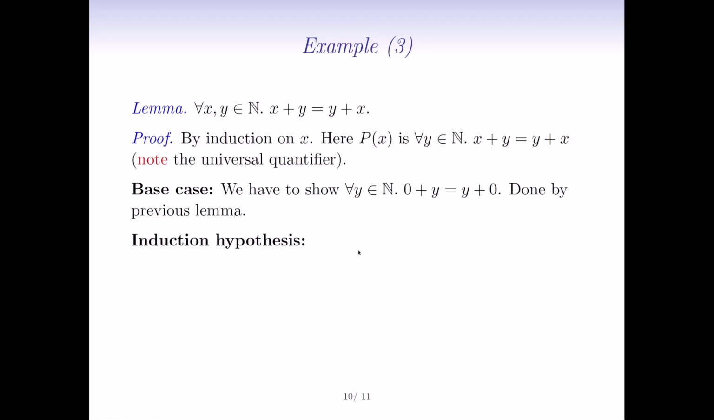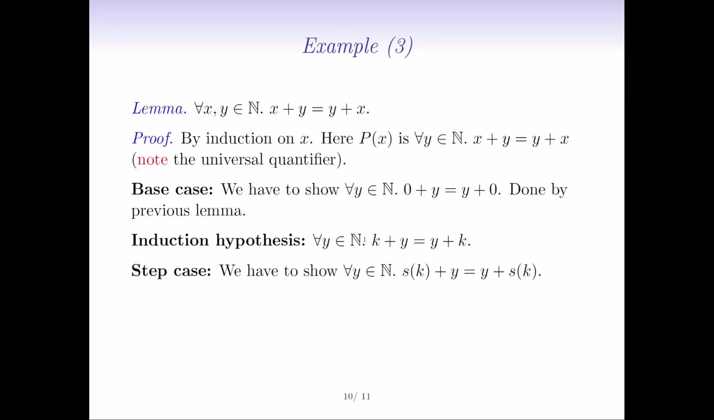Now, the induction hypothesis is that for all y, k plus y equals y plus k. In other words, p of k. So again, we're just assuming that p holds for some arbitrary natural number. And we have to show that for all y, the successor of k plus y is equal to y plus the successor of k. So that is, again, exactly p of s of k. We haven't had to think about that or invent anything. We're literally just substituting the term successor of k into the property p.